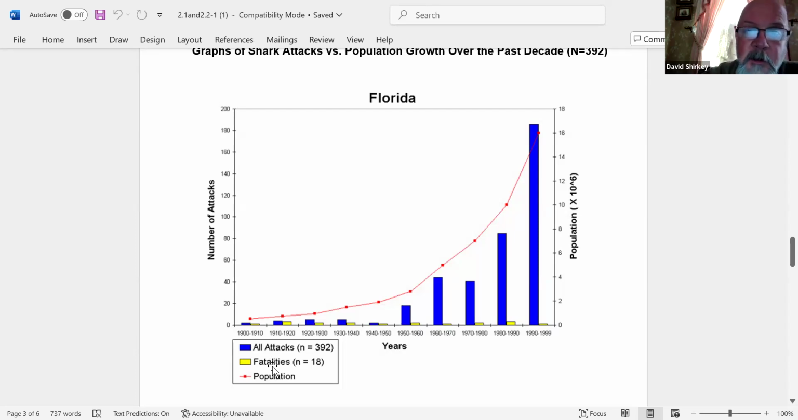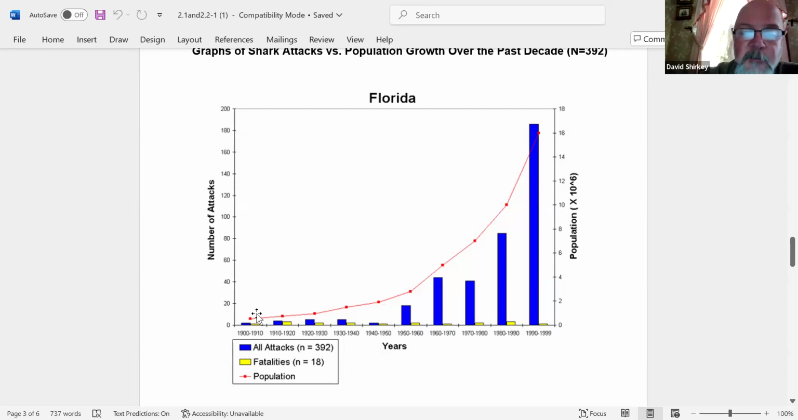All right. And then what they've done is they've put in this population graph to show you how the population was rising in relationship to the heights of the blue bars, the number of shark attacks. And then an interesting thing here also, if you take a look at the yellow bars, that's the number of fatalities. All right. So there was a total of 18.